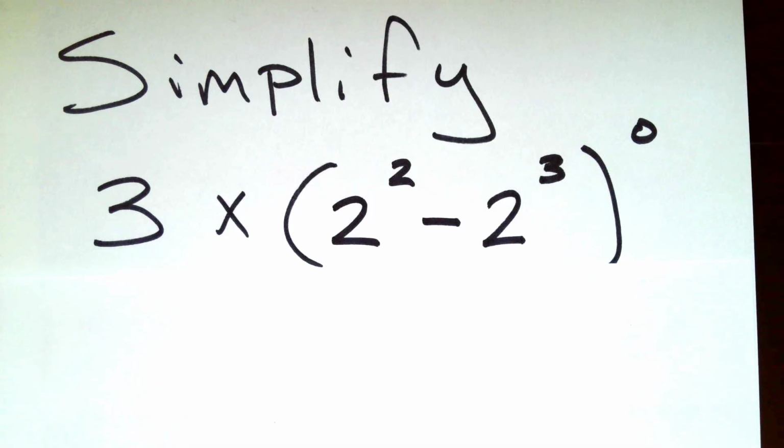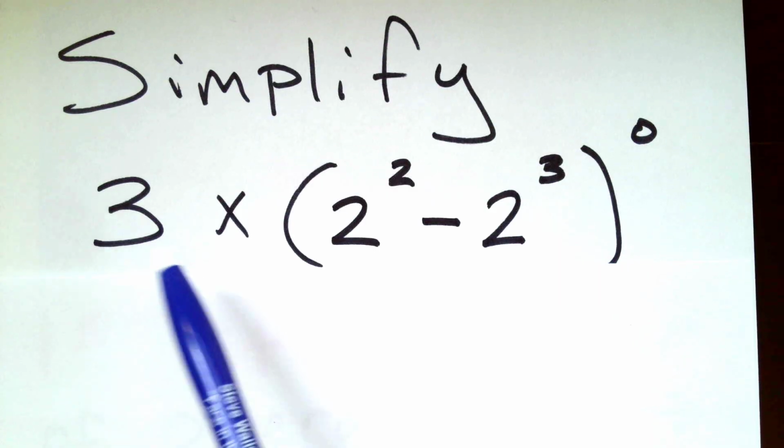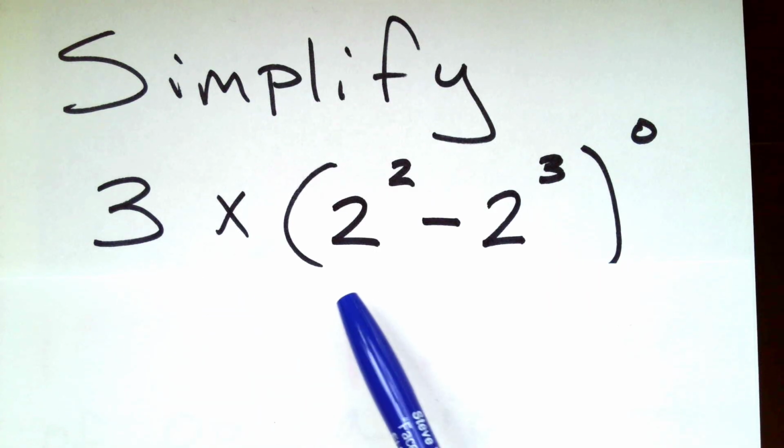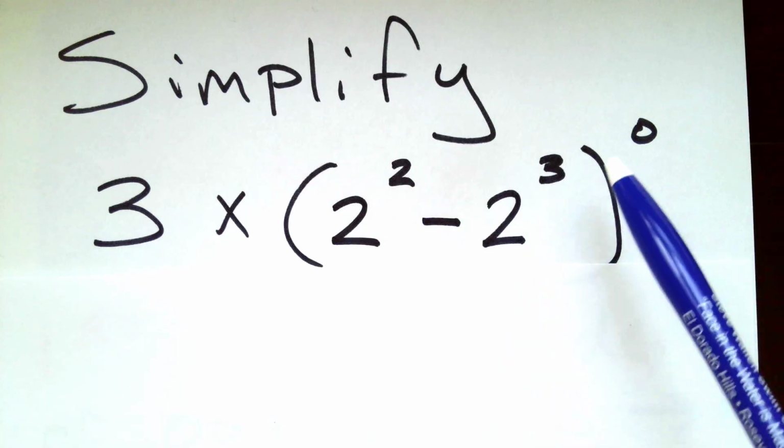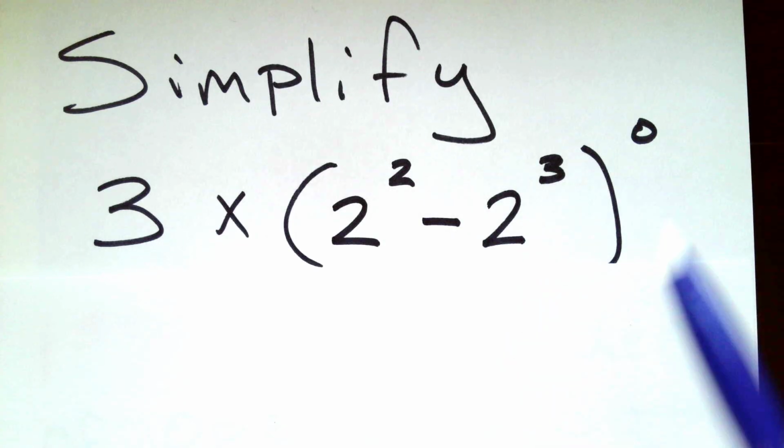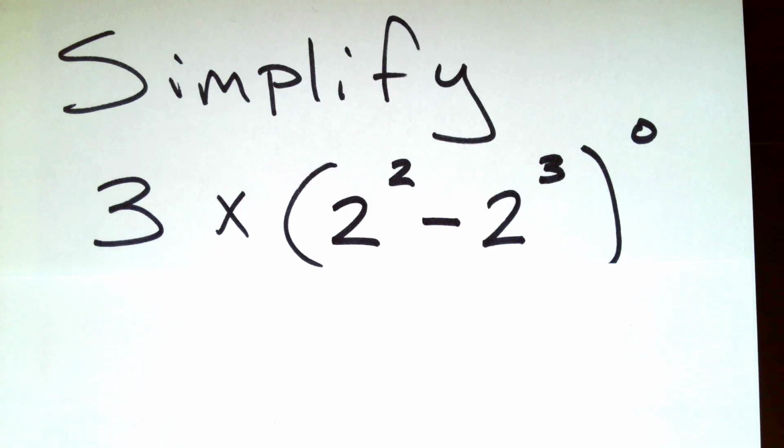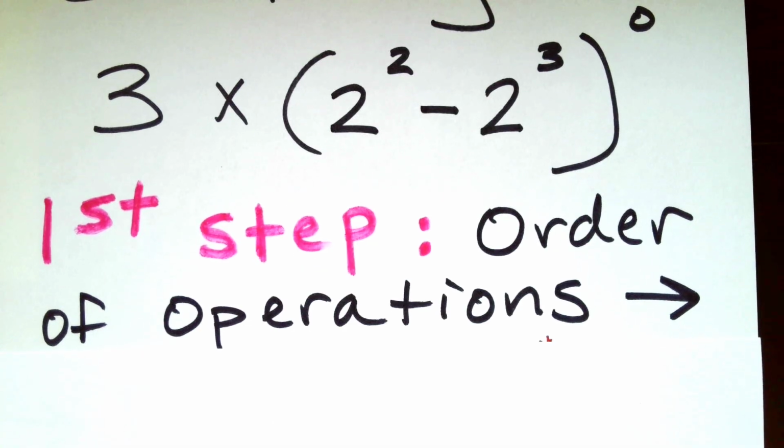So here we're going to simplify a different expression. We have 3 times the quantity of 2 squared minus 2 cubed, raised to the power of 0. Now, why don't you give this problem a try yourself, work out the steps, come on back and watch how I solve the problem. There are 2 ways: following PEMDAS, and a little cheat I'd like to show you in just a moment. All right, did you hit pause? Did you work the problem out? Well, if not, hit pause now.